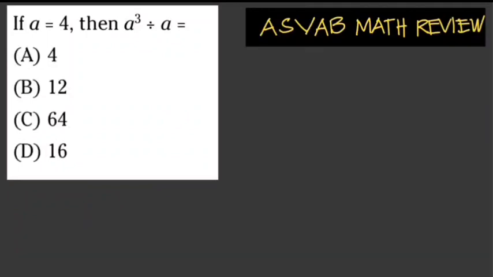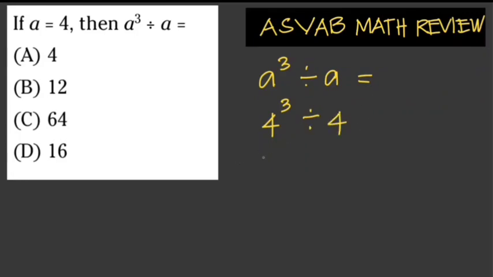Okay. If a equals 4, then a cubed divided by a is equal to what? So we're given here the value of a, which is 4. Then we just have to plug in the value of a. So a cubed divided by a is just equal to 4 cubed divided by 4.